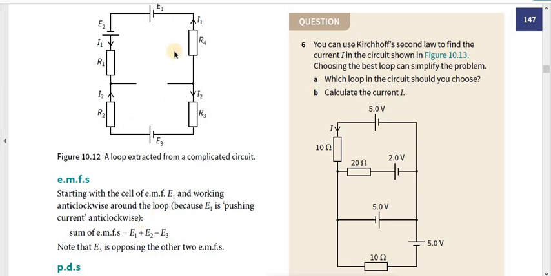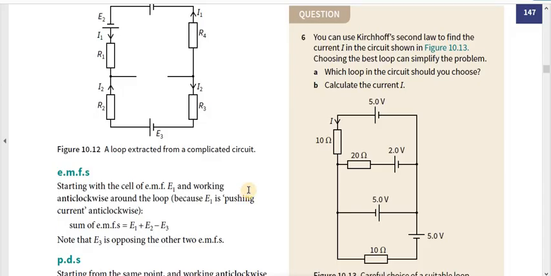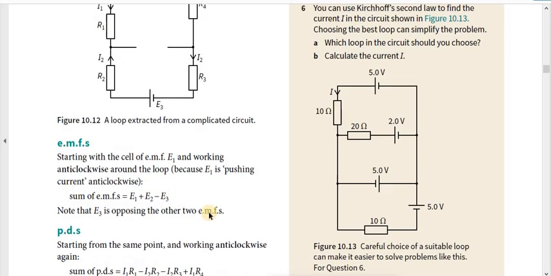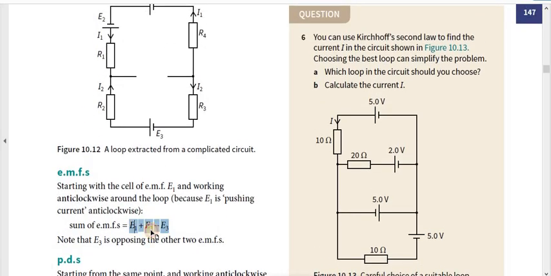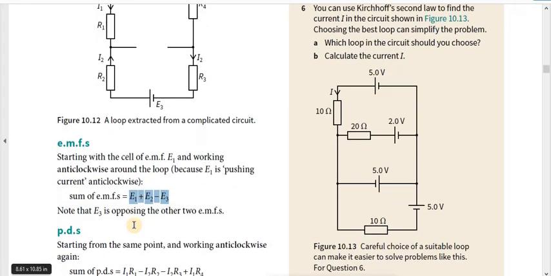So E1 and E2 are pushing current anti-clockwise, starting from this and working anti-clockwise around the loop. Note that E3 is opposing the other two EMFs. That's why we have negative. Then that is the total EMF, the sum of the EMFs.